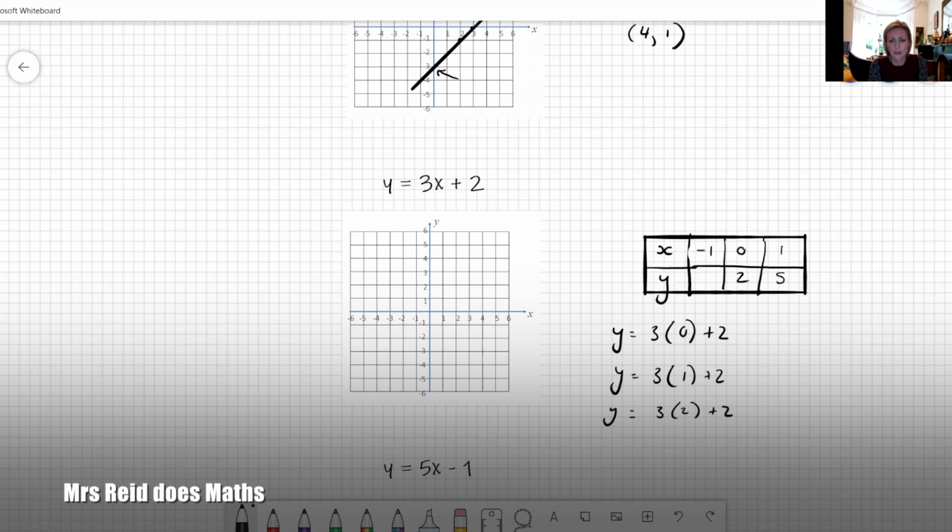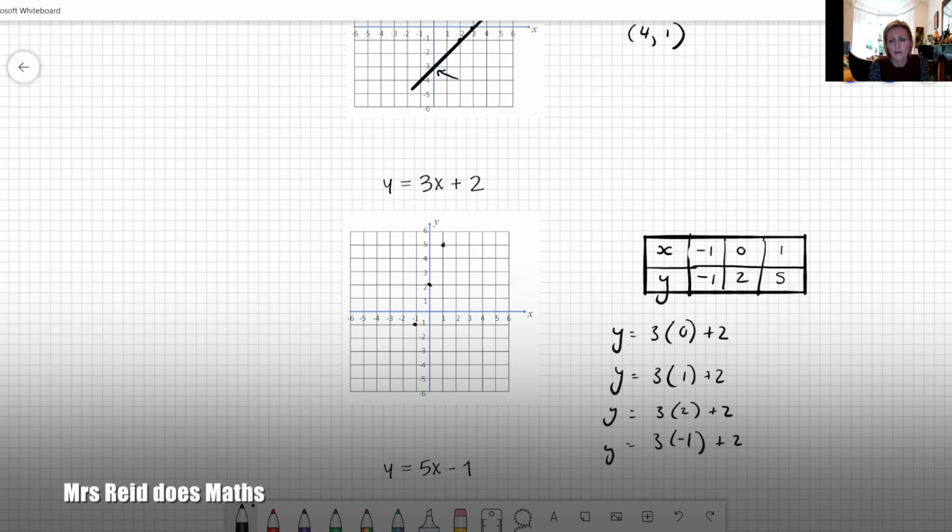So when it's -1, let's see what happens. 3 times -1 plus 2. So 3 times -1 is -3, plus 2 is -1. So that will fit on my nice grid. So -1 across, -1 up is here. 0 across, 2 up is there, and 1 across, 5 up is here.